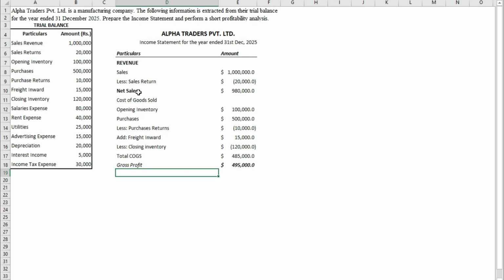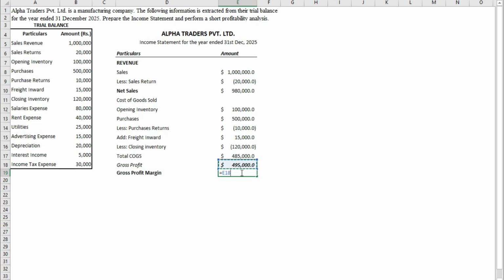Okay, so 4,95,000 is our gross profit. If our gross profit percentage is also strong, let's add the gross profit margin as well here. If your gross profit margin is strong, it means your pricing and cost control practices are also effective. So let's calculate the gross profit margin as well. And how to calculate it?